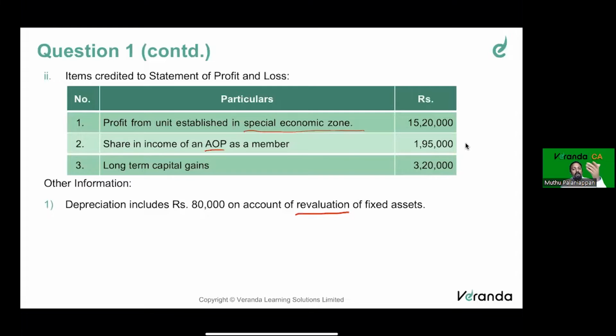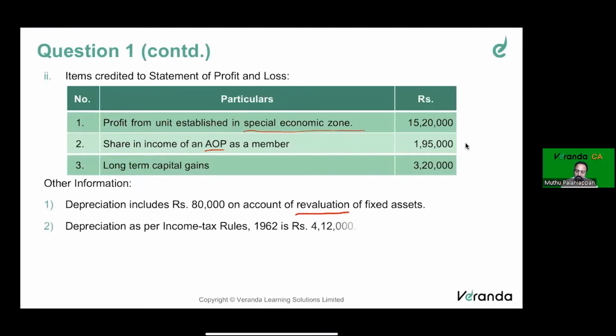We already saw in the earlier slide that depreciation of so and so amount has been debited to the books of account. Now, in the other information, you come to know that out of that amount, 80,000 is related to revaluation of fixed assets.